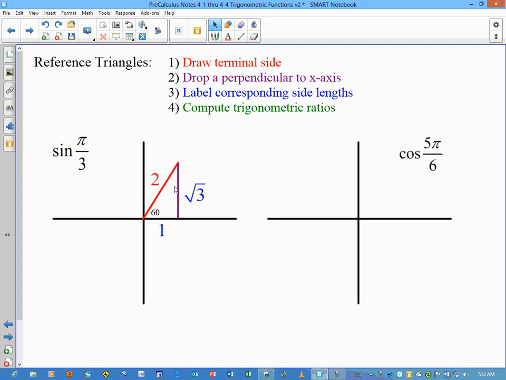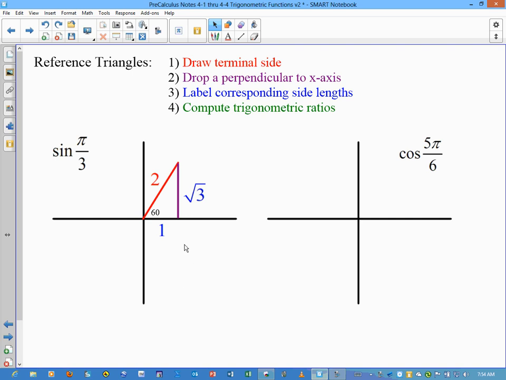Also, you need to realize that the 1 and the square root of 3, in other words the lengths of the sides, have a directional component, because this is an x value and this is a y value of this point. Whereas this hypotenuse is simply the distance that point is from the origin, so the measure of distance is always going to be positive. So your hypotenuse is always positive. Your x and your y might be positive or negative depending on the quadrant. But in quadrant 1, everything's positive.